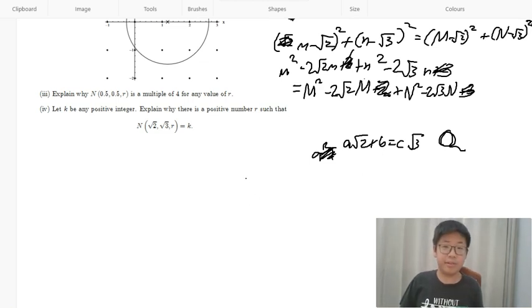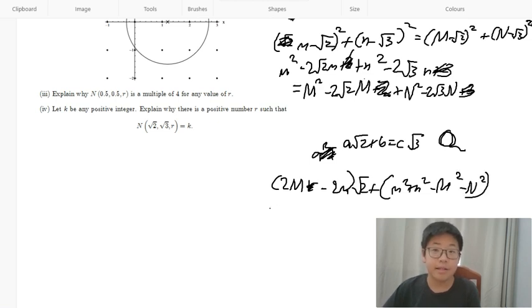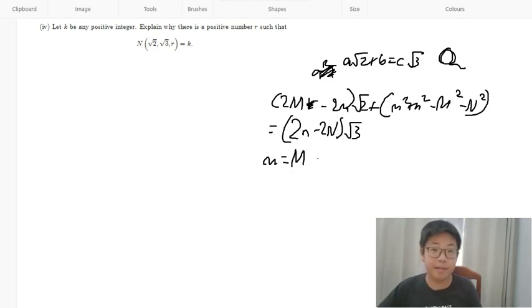So what we're going to do is arrange this equation into this form, which will therefore give us 2m minus 2M root 2 plus m squared plus n squared minus big M squared minus big N squared equals 2n minus 2 big N root 3. So this is impossible. Therefore, small m equals big M and small n equals big N.